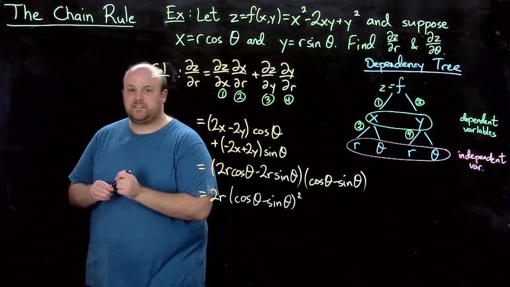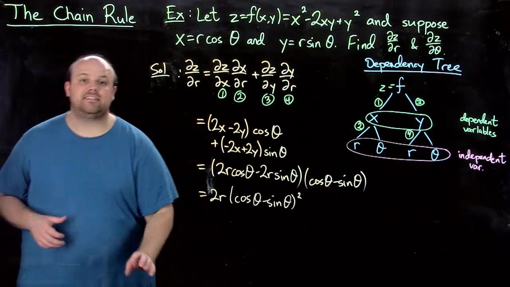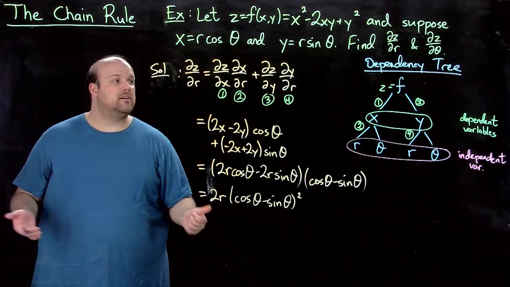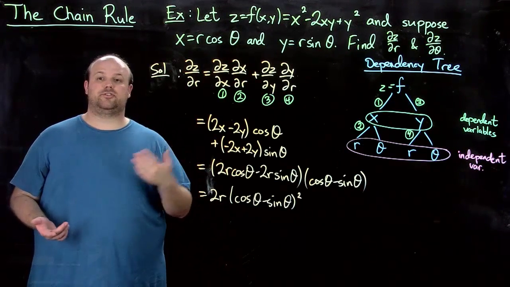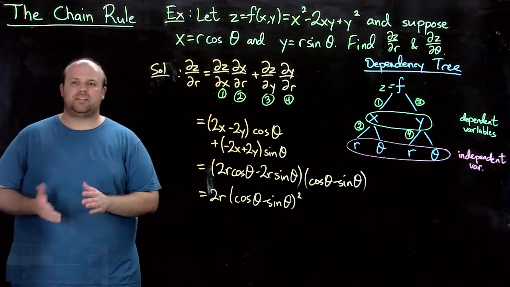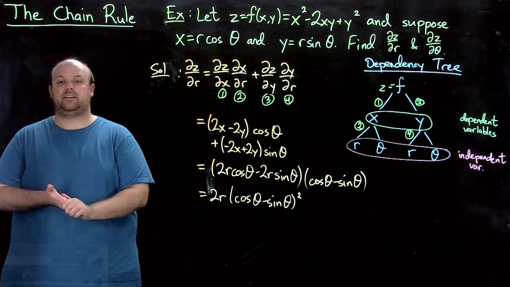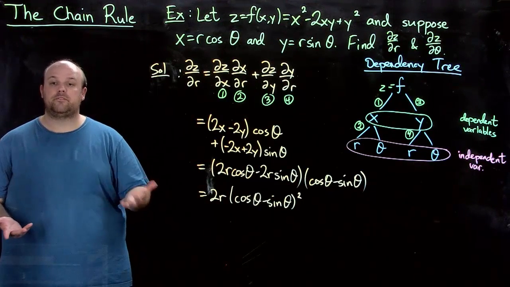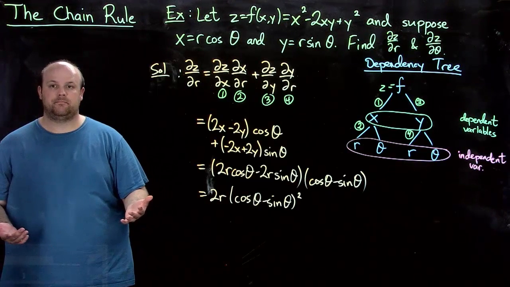And then you can do the same thing to get dz d theta, and you'll find it works just like before. So this is a convenient little shortcut, but I think it's important that you see the appropriate way to think about the chain rule first before you learn shortcuts for how to do it. Okay?